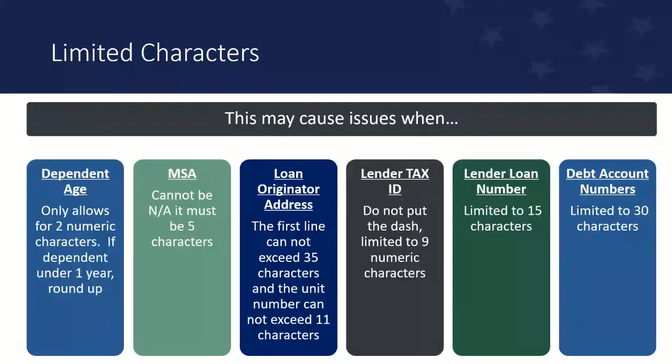The loan originator's address is limited to 35 characters on each line and 11 characters for the unit number. The lender and/or TPO tax ID numbers are not auto-populated and they are limited to 9 characters. Therefore, you do not include the dash. The lender loan numbers cannot exceed 15 characters and liability account numbers cannot exceed 30 characters.